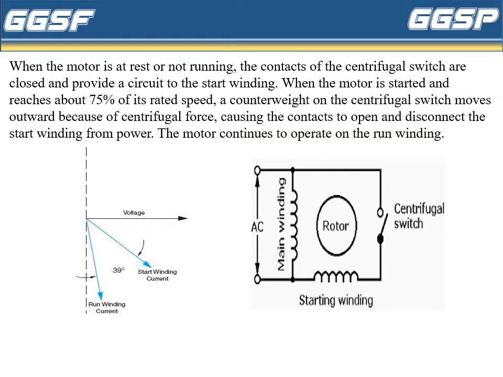When the motor is started and reaches about 75% of its rated speed, a counterweight on the centrifugal switch moves outward because of the centrifugal force, causing the contacts to open and disconnect the starting winding from the power. The motor then continues to operate on the running winding.